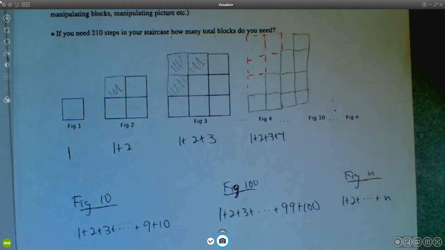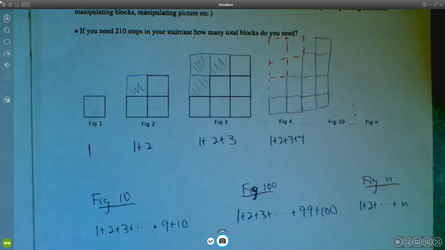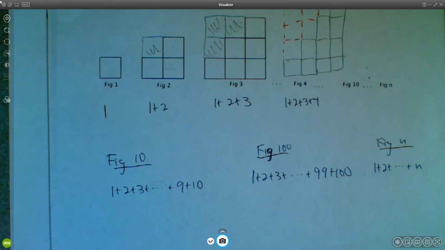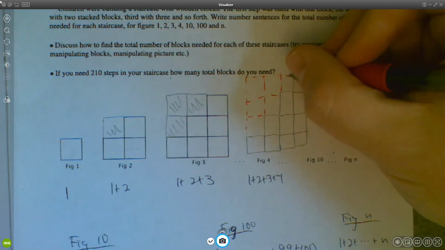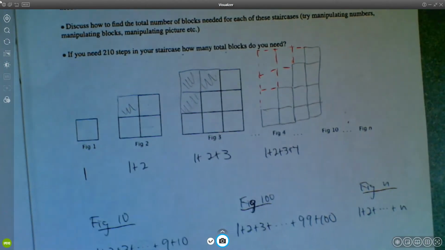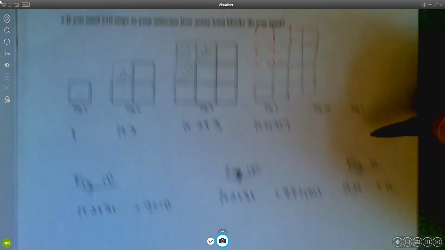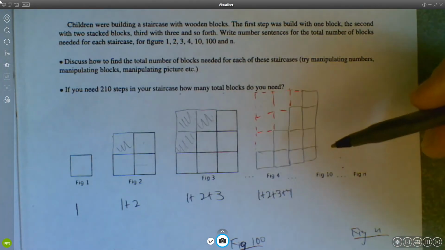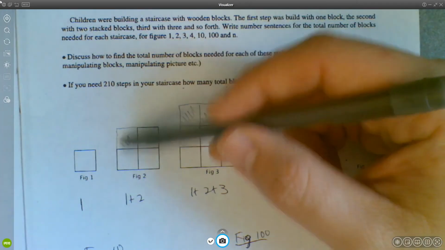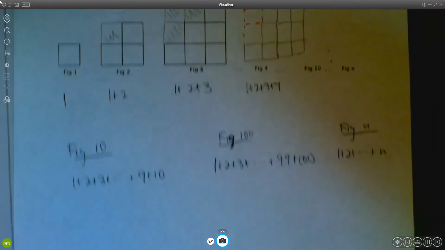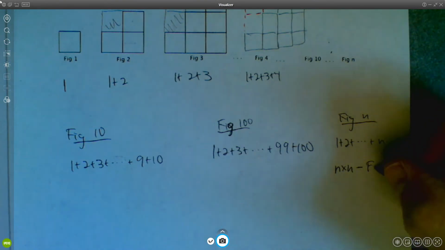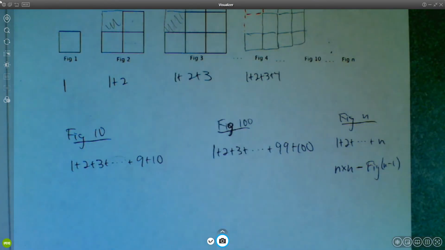So we might be able to fix that up, though. I think it would take us a little bit of thought to fix it up, but potentially we could. I'm not going to bother trying to figure this out. But in general, I think what we're seeing is that a figure 4 was a 4 by 4 minus a figure 3, and a figure 3 was a 3 by 3 minus a figure 2. And a figure 2 was a 2 by 2 minus a figure 1. So I think in general a figure n is going to be an n by n minus a figure n minus 1, right? The figure that came before it.